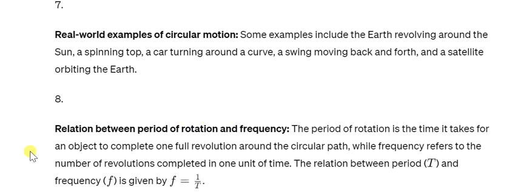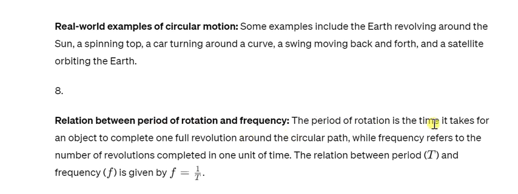And the answer of our next question, the relation between period of rotation and frequency. The period of rotation is the time it takes for an object to complete one full revolution around the circular path, while frequency refers to the number of revolutions completed in one unit of time. So this is the basic difference between period of revolution and frequency. And the relation between period of time and frequency can be given by this formula.